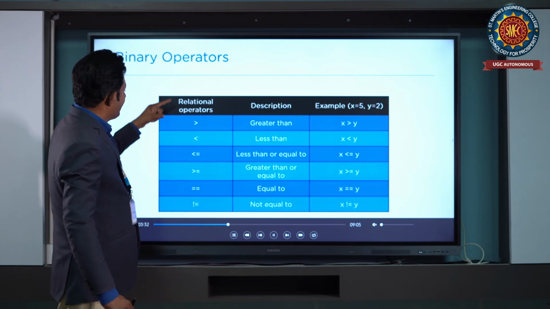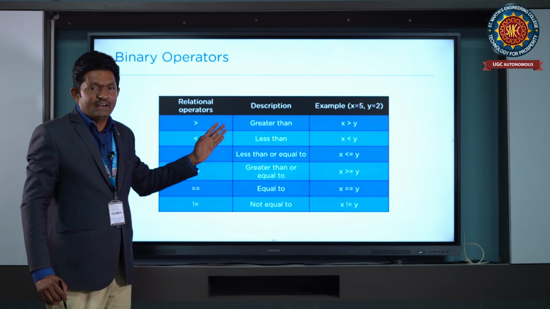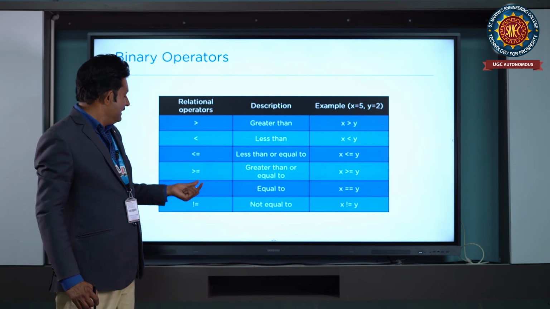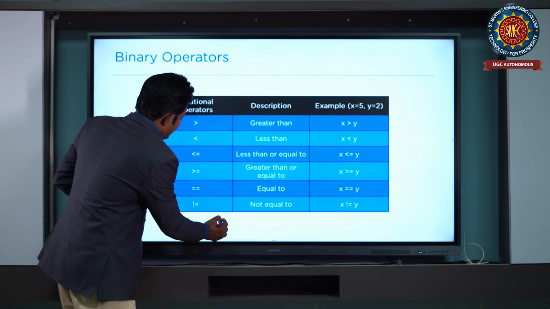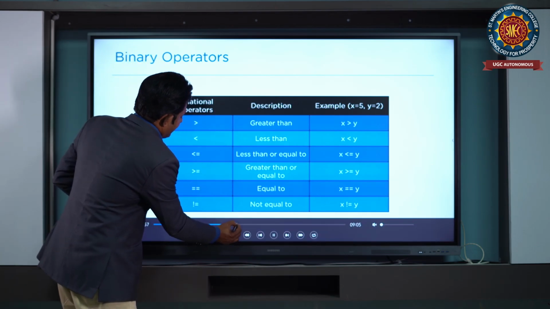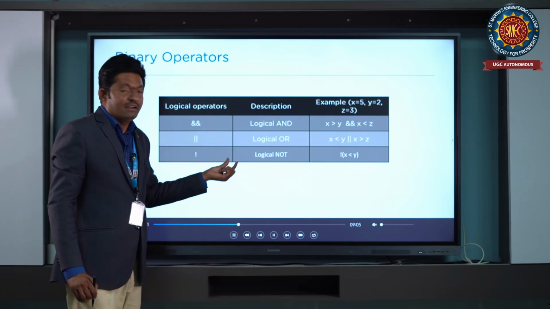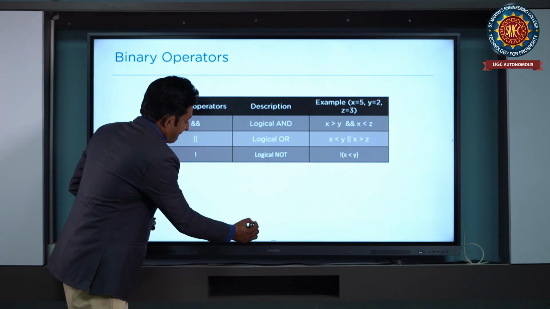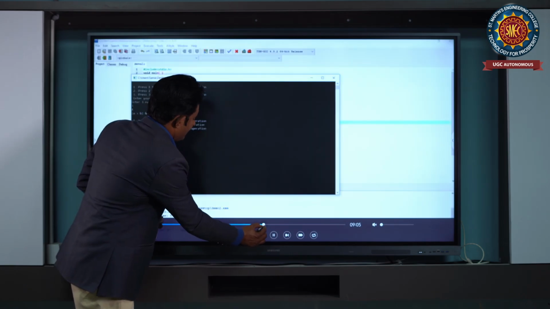Then go to the binary operators, relational operators: greater than or equal to, equal to, not equal to. These are the relational operators in binary operators. The next one is binary operators, logical AND, logical OR, and logical NOT. A demonstration of the program.